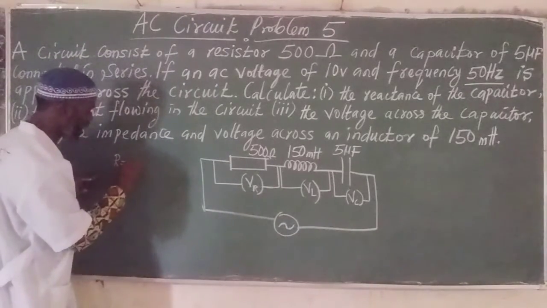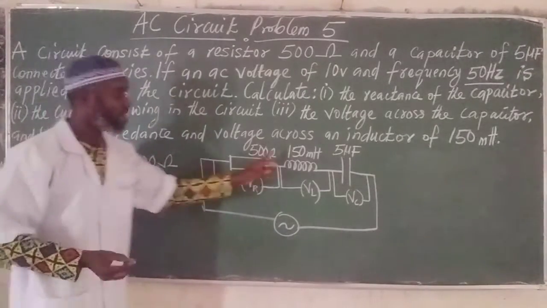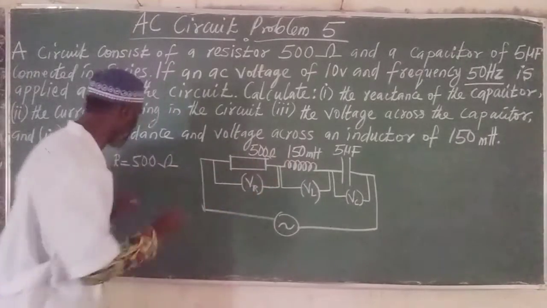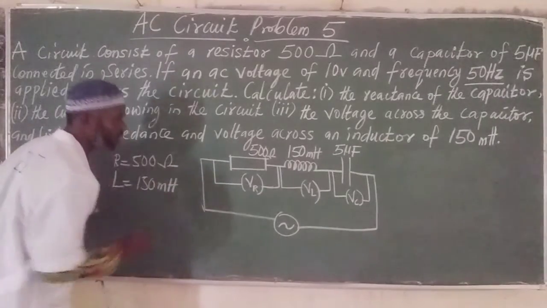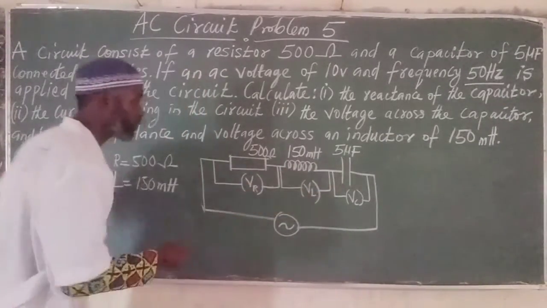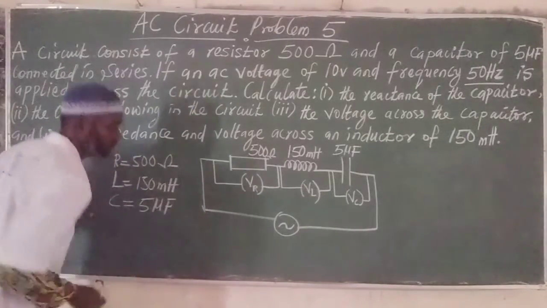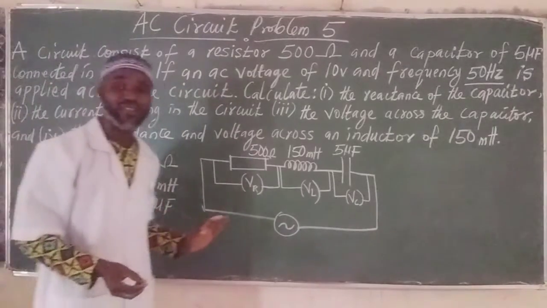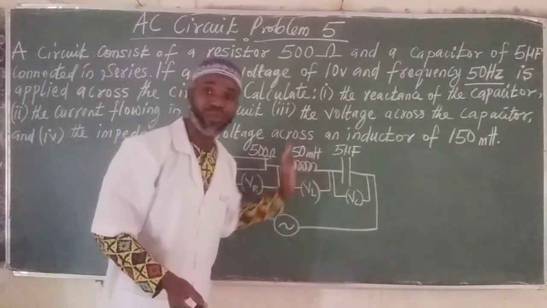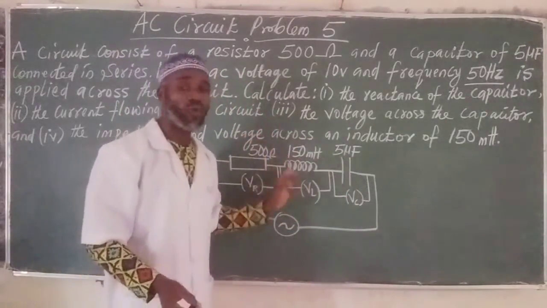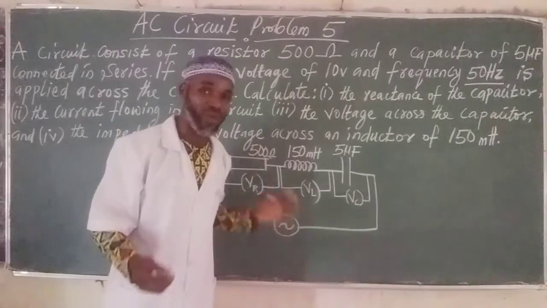In the question we have a resistor offering some amount of resistance, 500 ohms. We have an inductor, letter L, with 150 millihenry. Then a capacitor with capacitance of 5 microfarad. So we are asked to calculate the reactance of the capacitor, the impedance, and then the voltage across the capacitor and the inductor respectively. So we're going to do that.